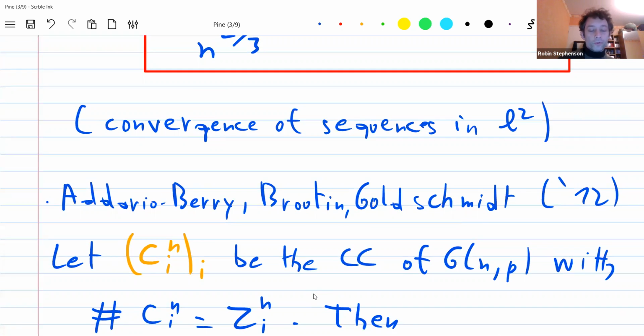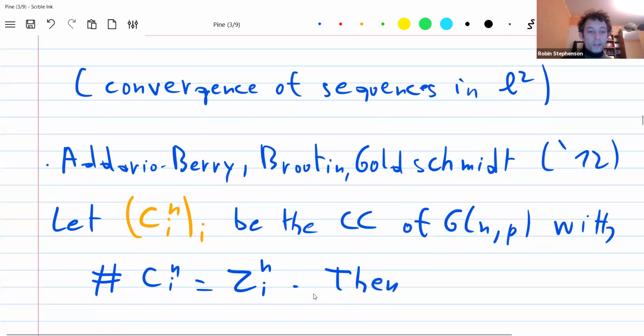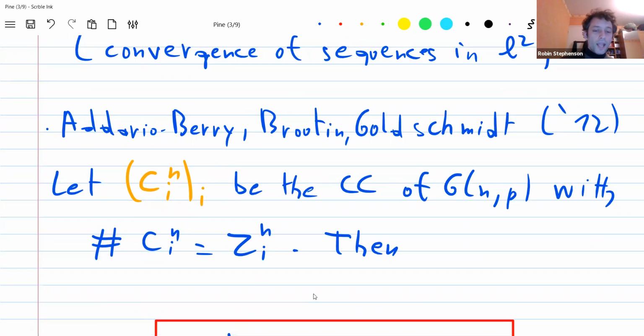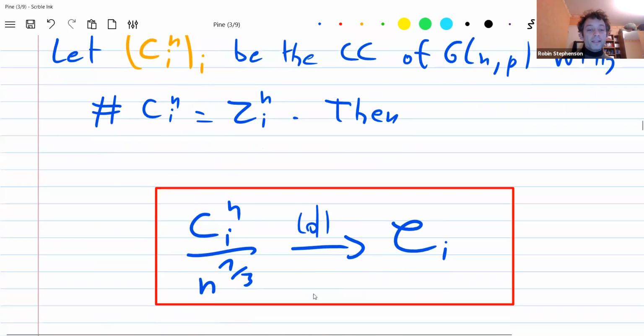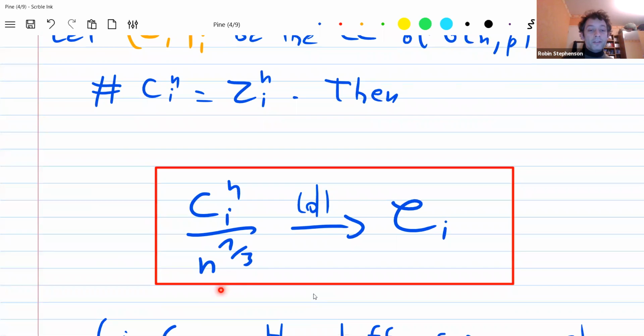Next, second theorem, which we're interested in, a more recent one, 2012, by Louigi Addario-Berry, Nicolas Broutin, and Christina Goldschmidt. So they tell us what actually happens to those connected components. So I'm going to call them Cin. And of course, they're going to be ordered such that the size of Cin was the Zin, which I had slightly earlier. Then it turns out that I need to rescale Cin by n to the power 1/3, and then it converges in distribution to a thing I call curly Ci.